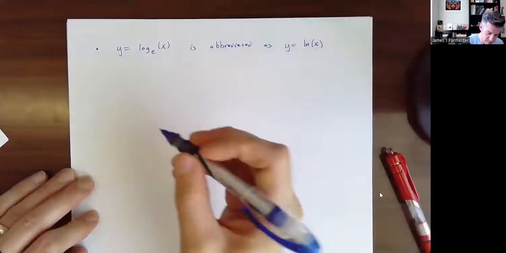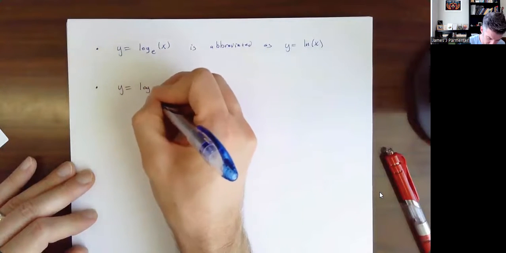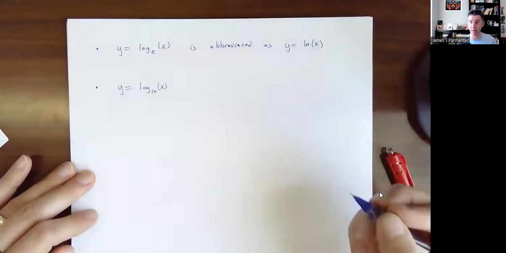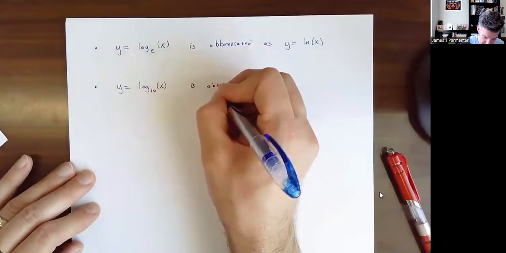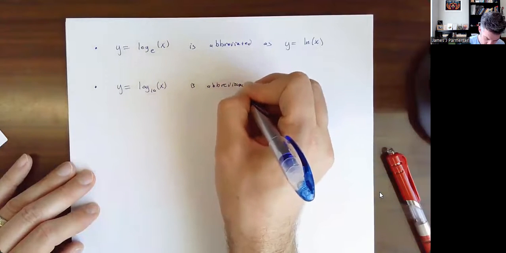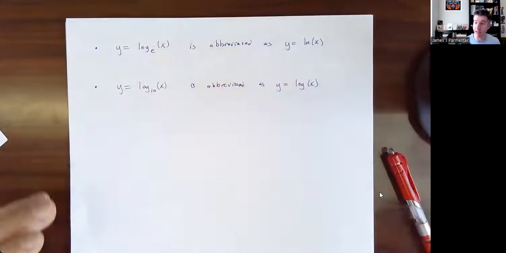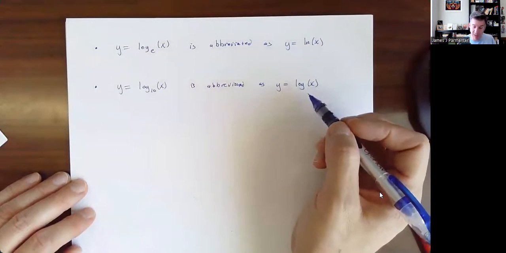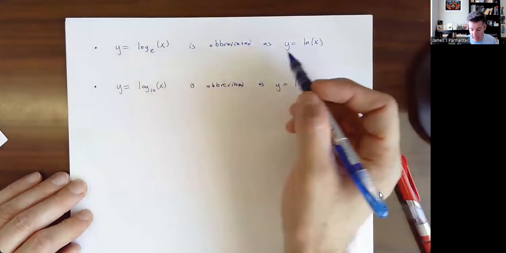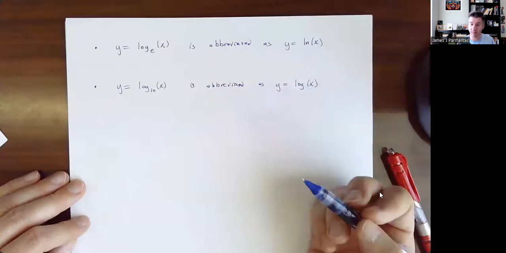In the same vein, the other base that comes up all the time is, of course, base 10, because we are a base 10 world in a lot of ways. So this gets abbreviated as y equal to just log of x without the base. If you see a log with no base, they mean log base 10, and you can rewrite it like that if you want to. If you see ln of x, or natural log of x, it is really log base e of x.